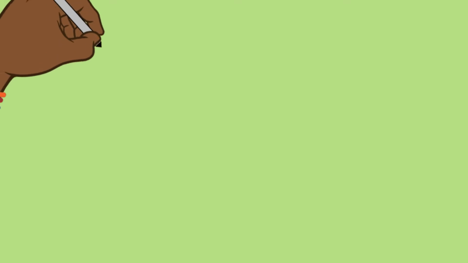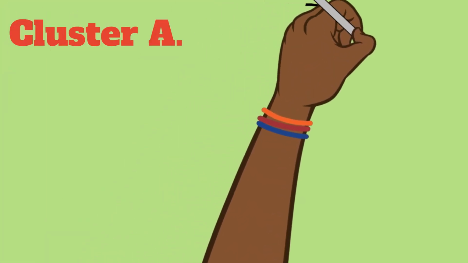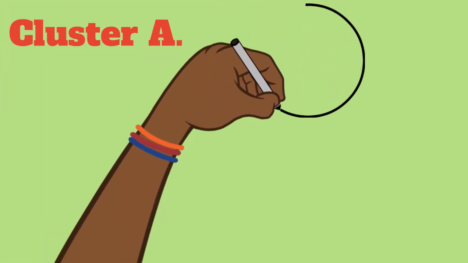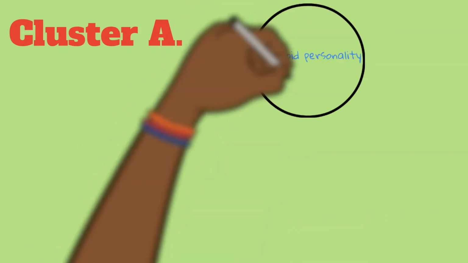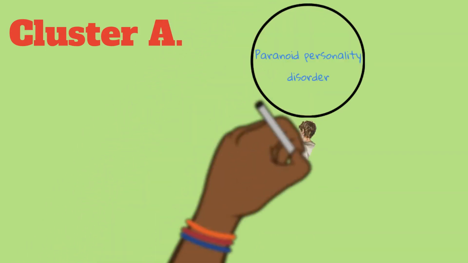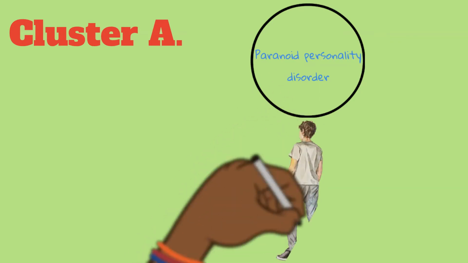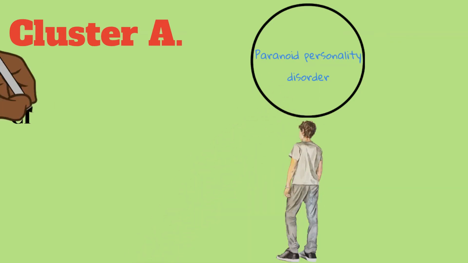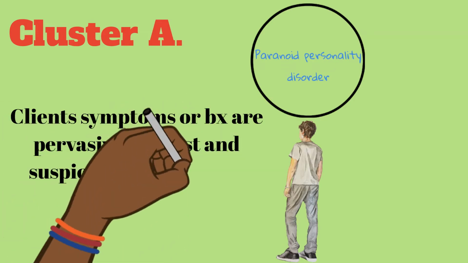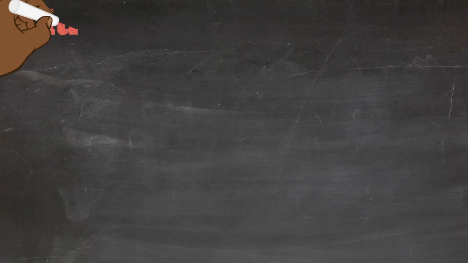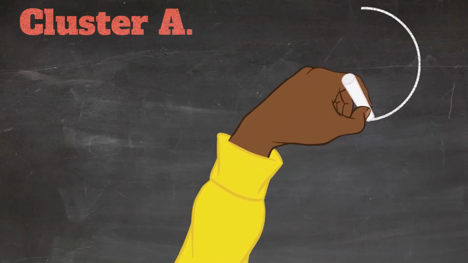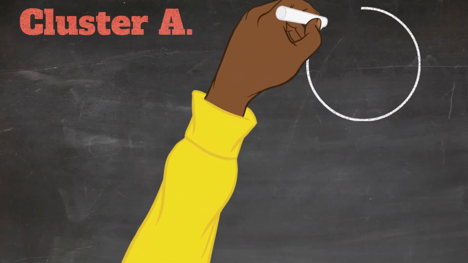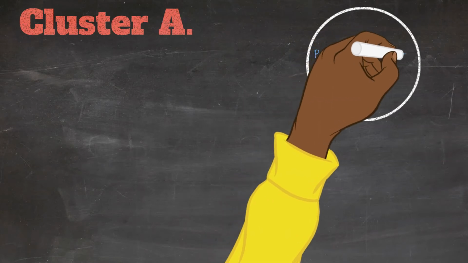All right, gang, here we go. Cluster A, paranoid personality type. What are we looking for? What are the signs and symptoms presented in this exam? Some of them will be the individual has a pervasive distrust and suspiciousness of other people. People with the disorder also assume that others are out to harm them or want to take advantage of them and also humiliate them in some sort of way.